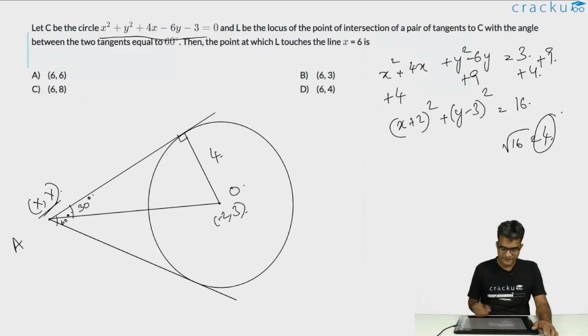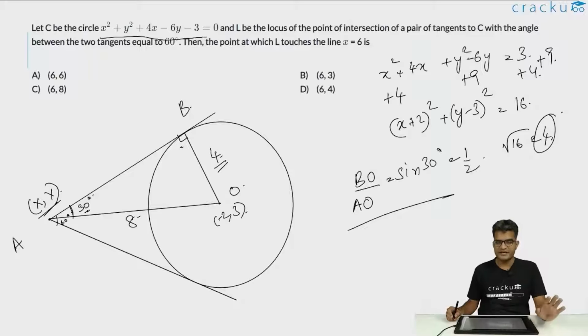Why is that the case? Because this is a right angle triangle ABO: one side is 4 units, one angle is 30 degrees, the other one is a right angle. This would imply that BO divided by AO is equal to sine 30 degrees, which is equal to 1 by 2. Using this, we can calculate that AO is equal to 8 units.